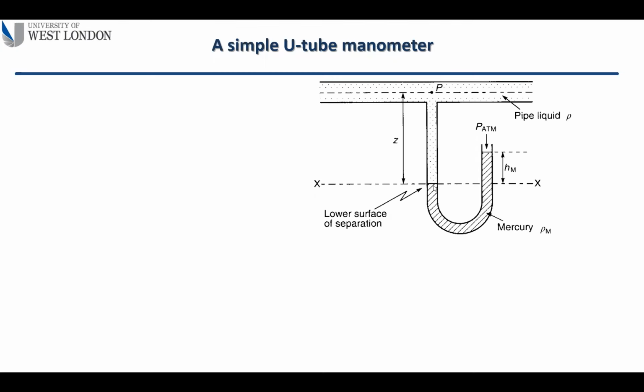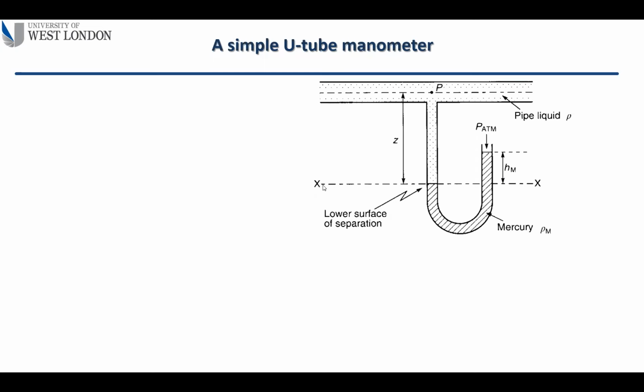And the difference of the level of the mercury higher than the separation here is shown by, for example, HM, the depth of the difference. And at the top of the manometer we have atmospheric pressure, like an open surface or free surface. So let's see how we're going to do that.